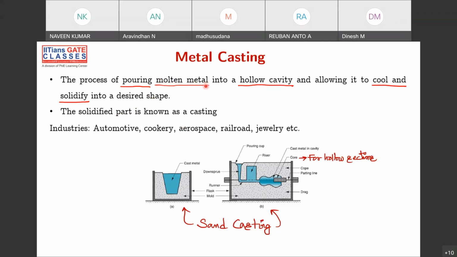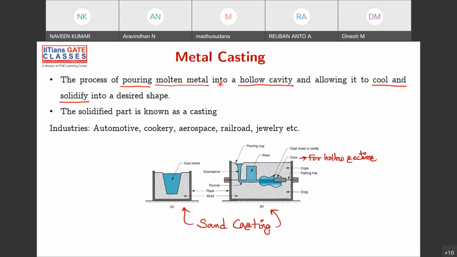Then the metal is being poured, and where is it being poured? It is being poured into a hollow cavity. If you see this diagram here, this dotted part is some kind of sand particles, but as of now forget about the sand and all. This is the cavity here. Okay, this is the cavity.